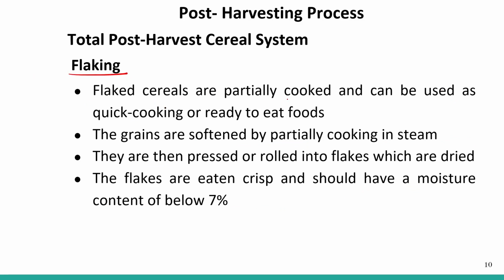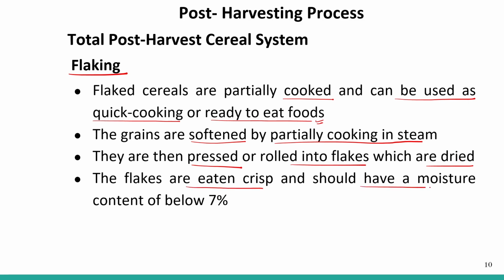Flaked cereals are partially cooked and can be used as quick cooking or ready to eat foods. The grains are softened by partially cooking in steam. So some steam is given to the seeds so that they become partially cooked, and then they are pressed or rolled into flakes which are again dried, right? The flakes are eaten crisp and should have a moisture content below 7%. So it is highly dried to reduce its moisture content. That is called flaking.